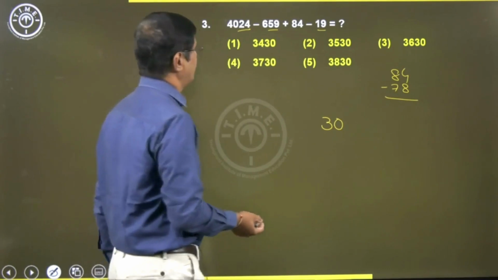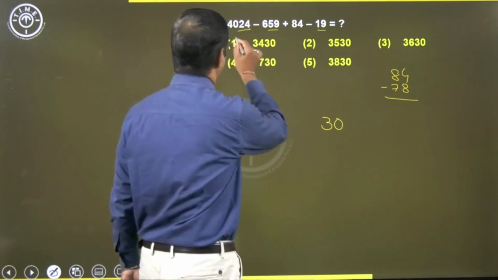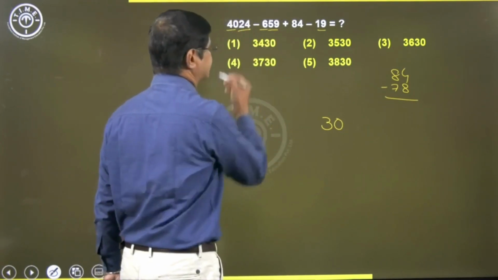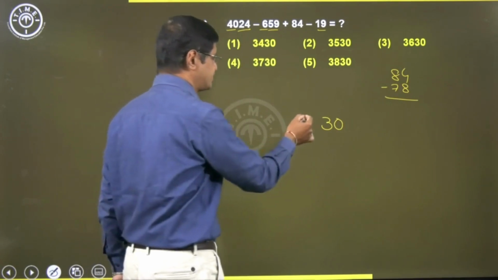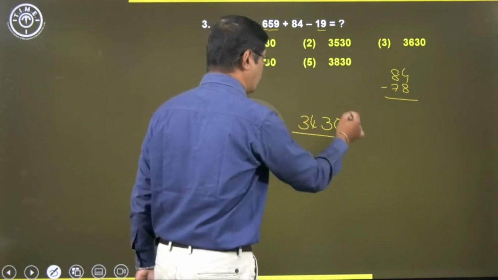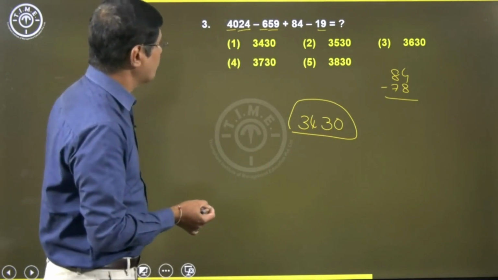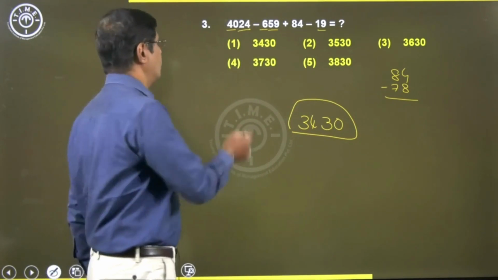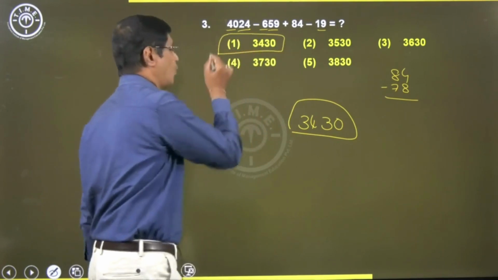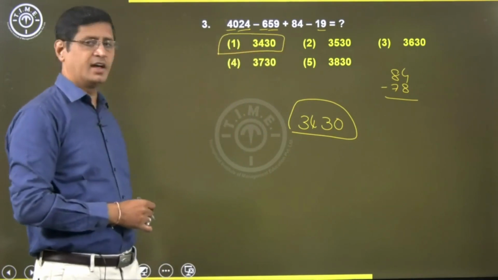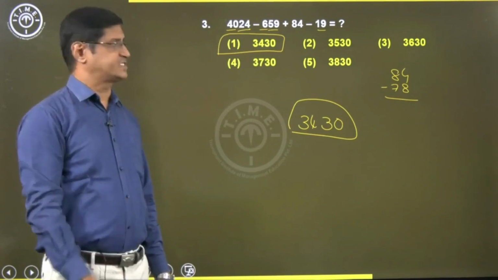Just look at the next one. What is the next part? 40 minus 6. 40 minus 6 is equal to 34. The right choice is 3, 4, 3, 0. The right choice, option number 1. First option is the right answer. Next example.